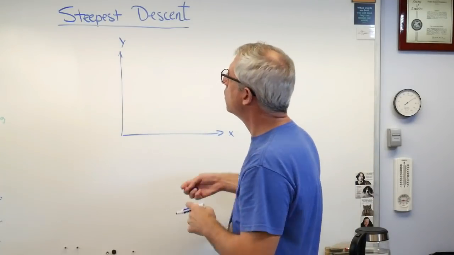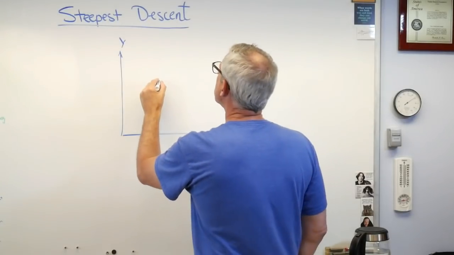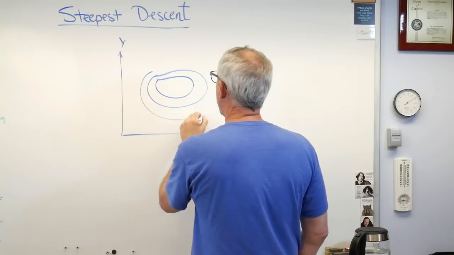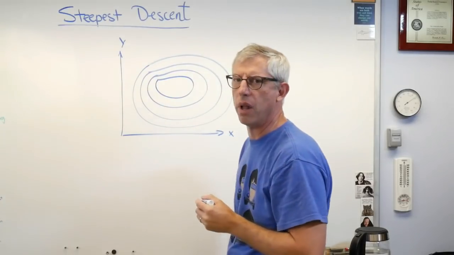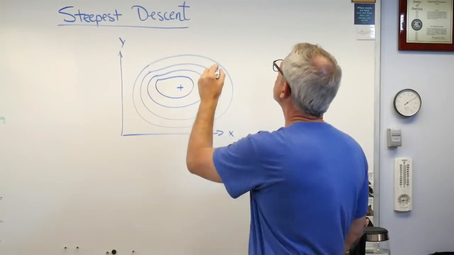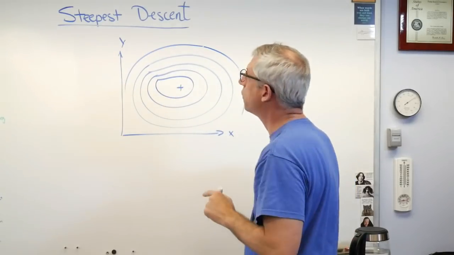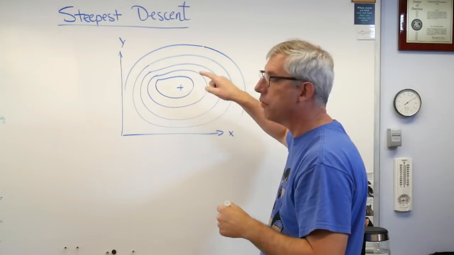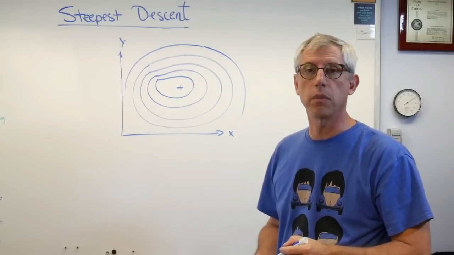Well, the way we do that on my two-dimensional board or your two-dimensional screen is we'll draw a contour plot. And I'm just going to make up a shape here. It doesn't matter really what the shape is for this conversation, although it'll matter a lot later. There's the minimum. Okay, we're going to start somewhere out here in design space, and we're going to look for that minimum. That's the big idea: find that from somewhere else and do it in the lowest possible number of calculations.